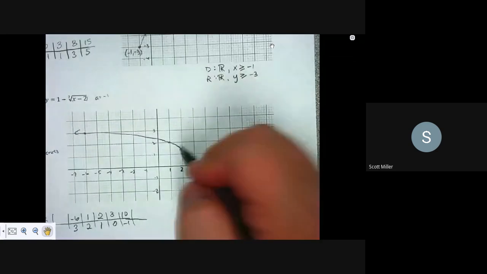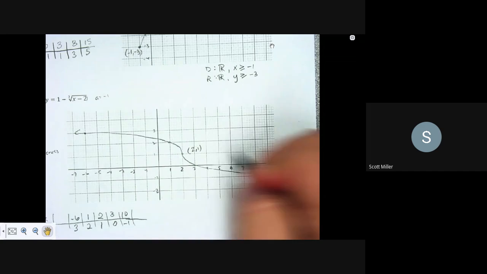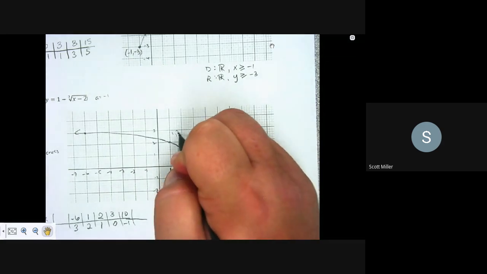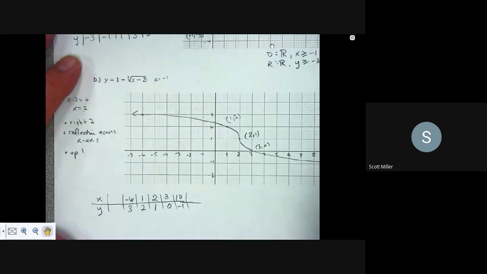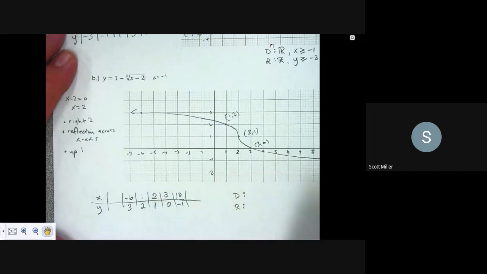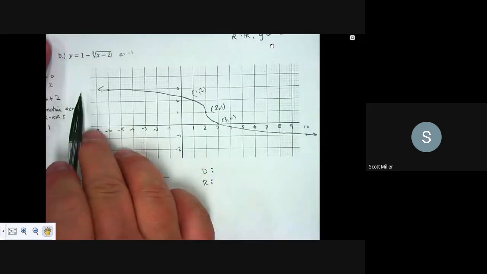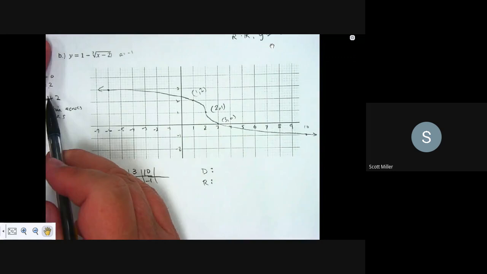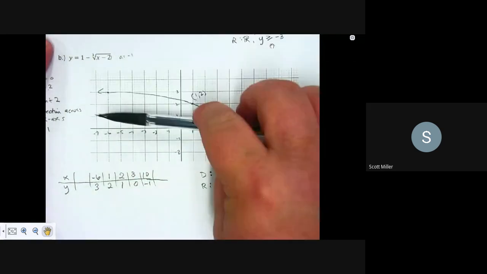Okay, graph your center point, or label it, excuse me, and then 1 point on each side. So here is 3, 0, and this one over here is 1, 2. That graph is complete. There's my transformations, there's my table, my domain, and the range, which I forgot to do on the parent function.